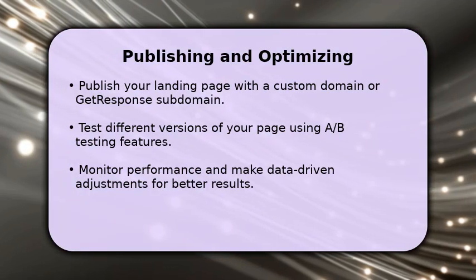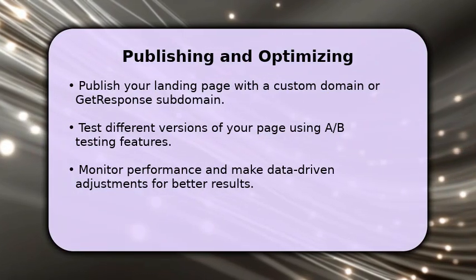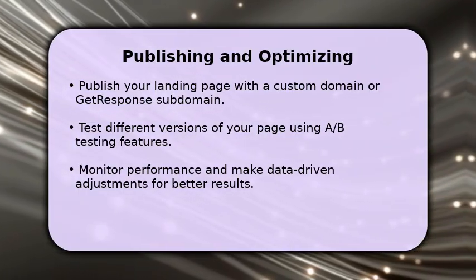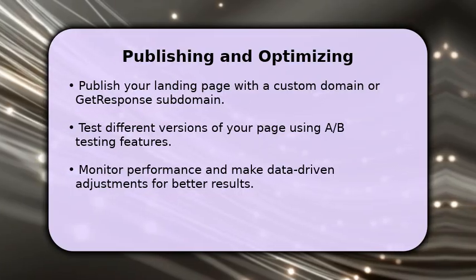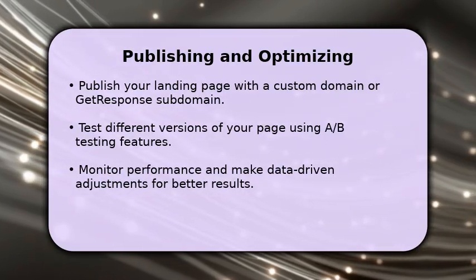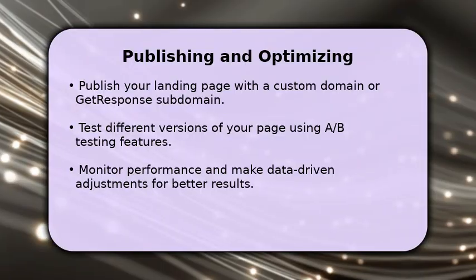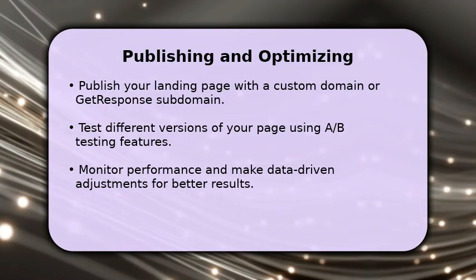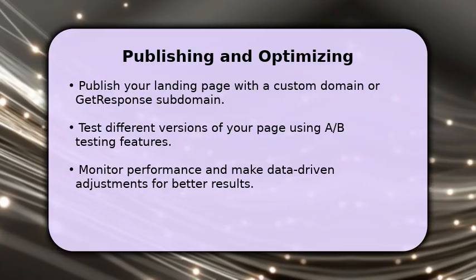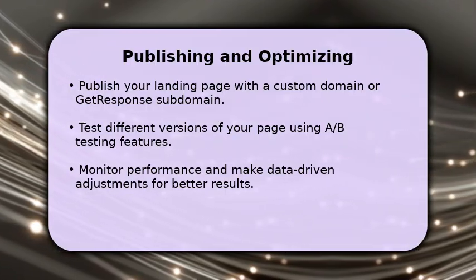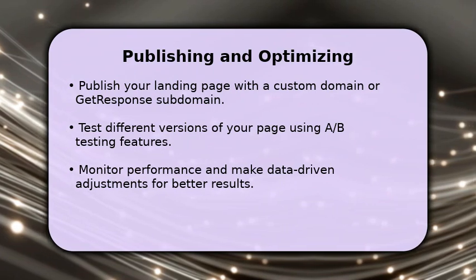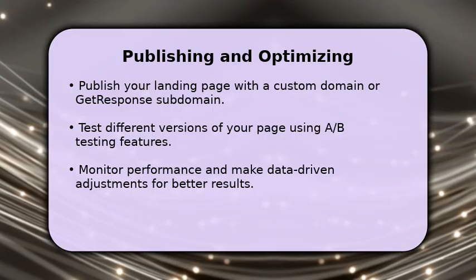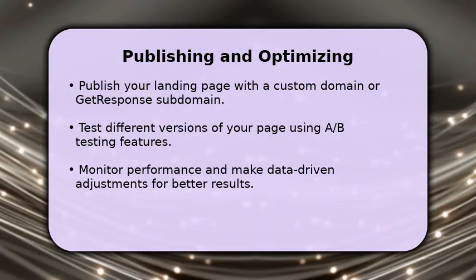Once your landing page is perfect, it's time to publish it. You can choose to use a custom domain or a GetResponse subdomain. Before going live, consider using GetResponse's A/B testing features. This allows you to test two different versions of your page to see which performs better, potentially increasing your conversion rates by 10 to 20%. Continuously monitor your page's performance and make data-driven adjustments to ensure it achieves its maximum potential.